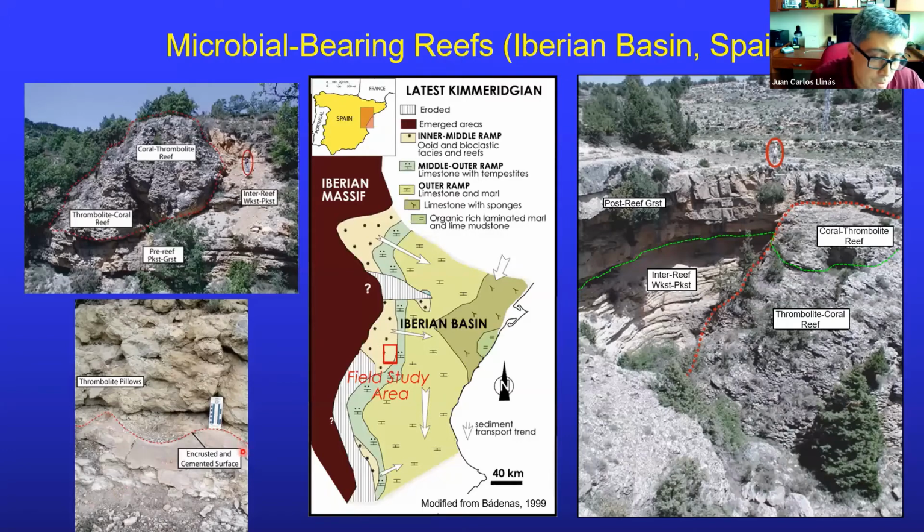First of all, look at the bottom, where these structures, these microbial-bearing reefs, because they are not completely thrombolite, began to nucleate on this hard, encrusted, cemented surface, similar to a basement surface, hard and stable. And later on, they start to grow laterally, but the base, the nucleation site, is right on top of the hard surface. This is the first thing.